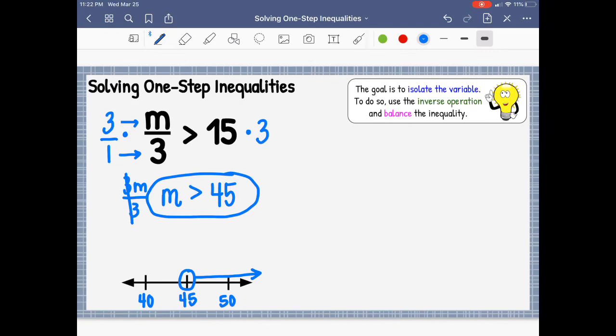I hope this helps you with solving inequalities today. Remember, the goal is just like equations. We need to isolate the variable, and we need to do that by using inverse operations and balancing the inequality.